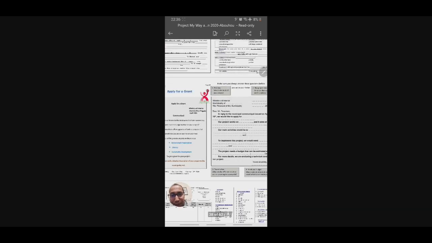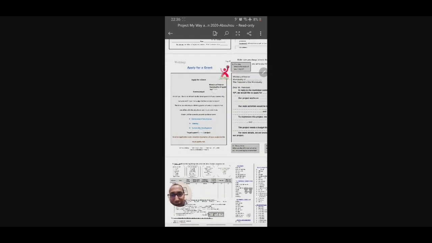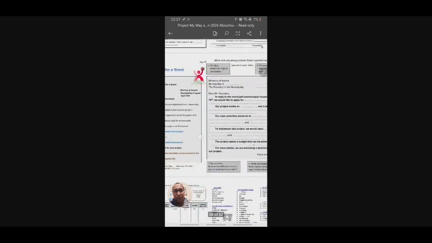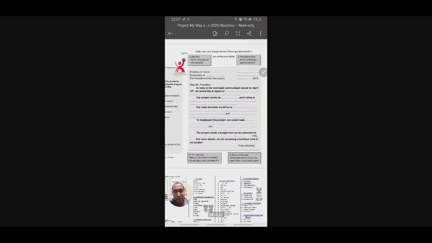Then we have this lesson of applying for a grant, which we don't have in Gateway to English, and we don't have in Insight to English. These books don't have it, but it is only in Ticket to English. So that's why I have it in My Way to English, so that students would benefit from it in case it's used in national exams. So here it is.